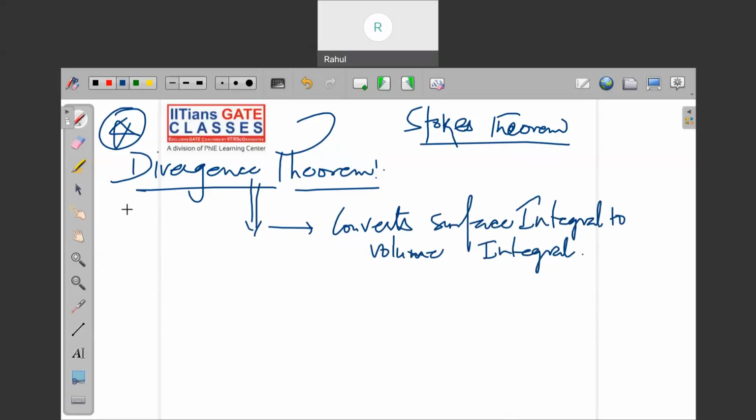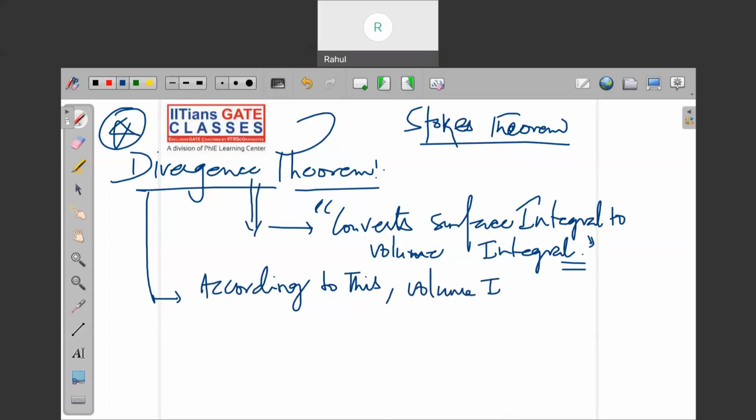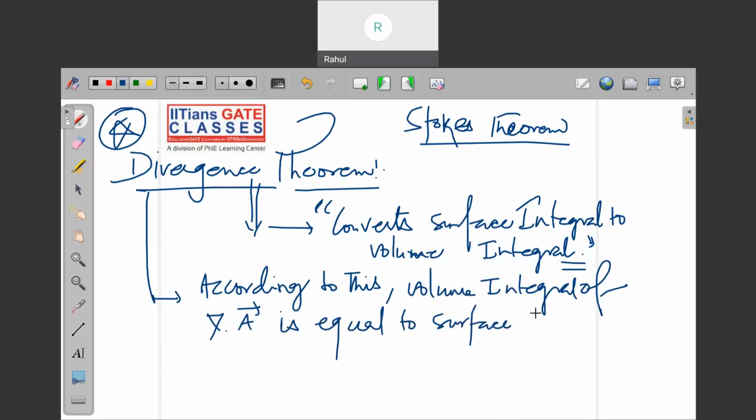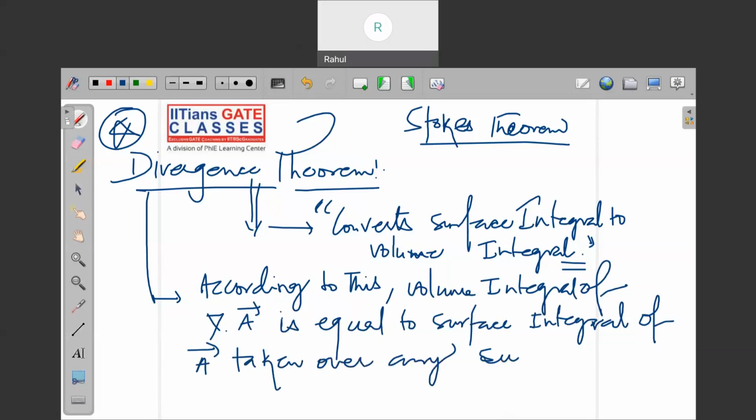According to this theorem, these lines you have to keep in mind: the volume integral of the divergence of A is equal to the surface integral of A taken over any surface. So it converts a surface integral to a volume integral.